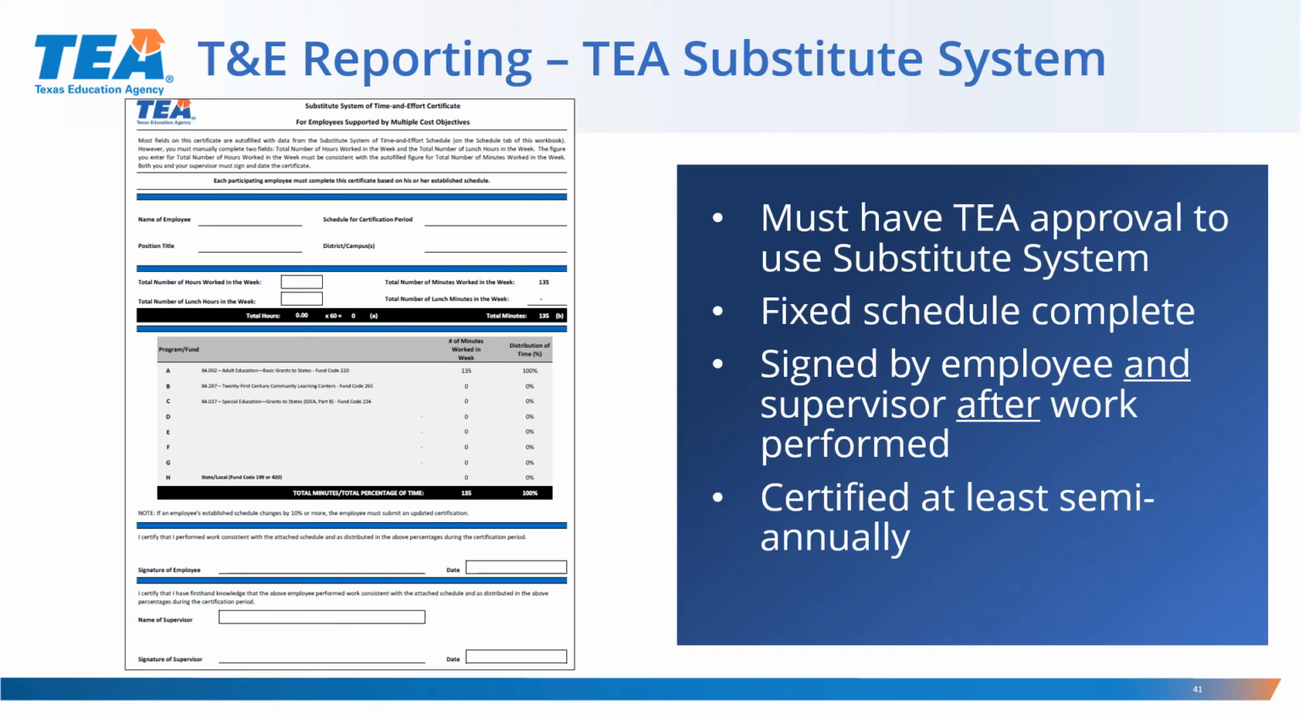Another way to report time and effort is through the use of the TEA substitute system of time and effort reporting. In order to use the system, you must have applied and been approved by TEA. This used to be done through submitting a PDF copy of the management certification, but we've now transitioned to using a Qualtrics survey to request and receive approval.